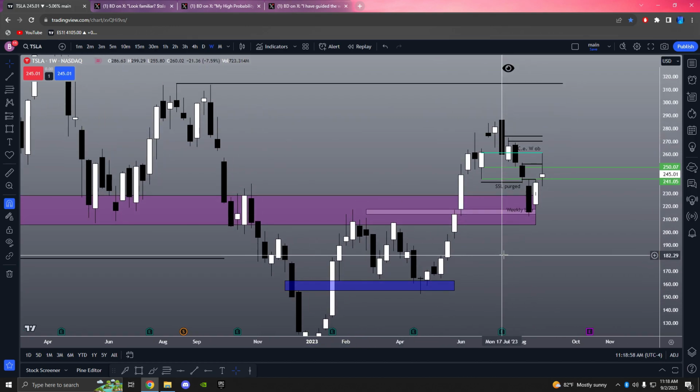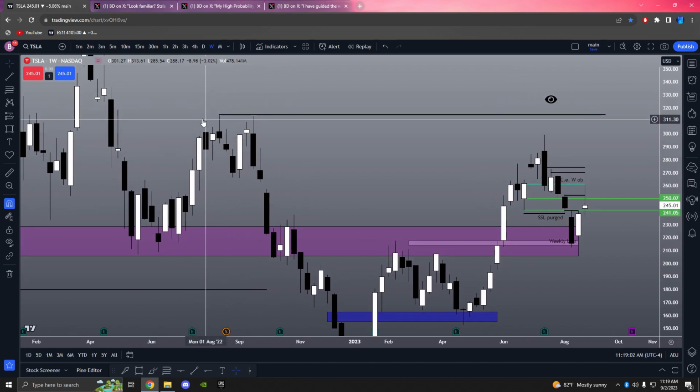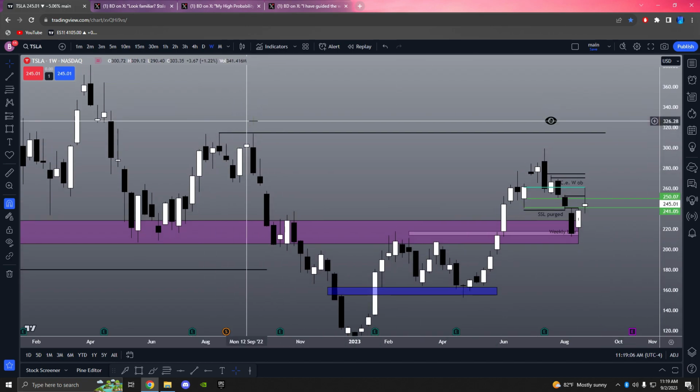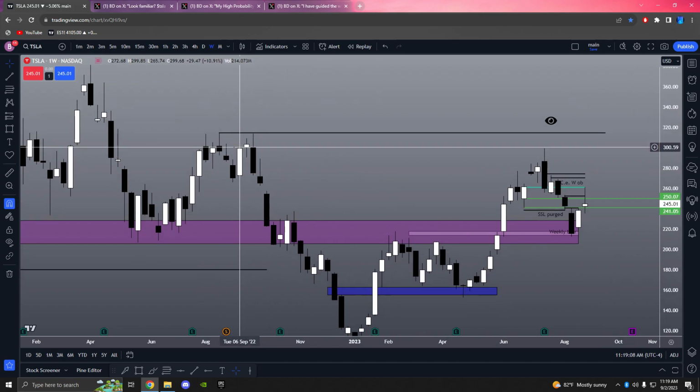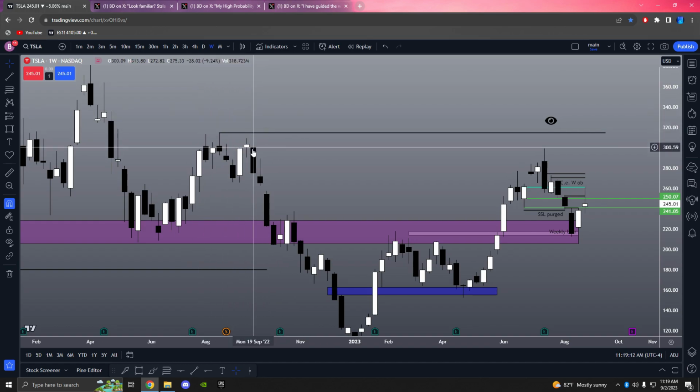So there's that. So then also we have these 3 relatively equal highs up here on Tesla. I don't believe this is a real top here. I think we're gonna raid this buy side liquidity. It looks too good of resistance.